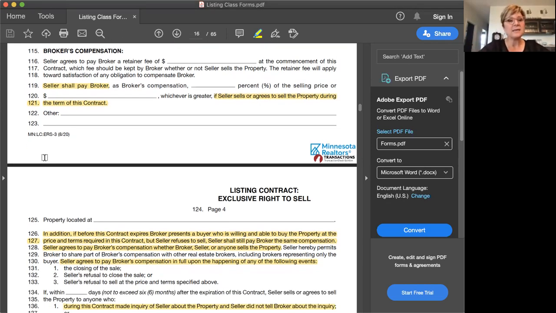Line 119, the seller shall pay broker either a percentage for you to sell the property, or a flat rate. So again, depending on how you want to run your business, there's no right or wrong. It's what you choose to do. You will fill in the percentage if you choose a percentage, or the flat rate if you choose the flat rate. Okay. And basically, by signing this, the seller is saying, I agree to pay the broker if the property is sold during the contract period. Okay.